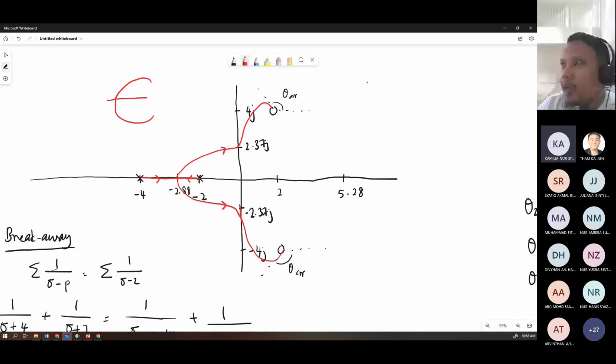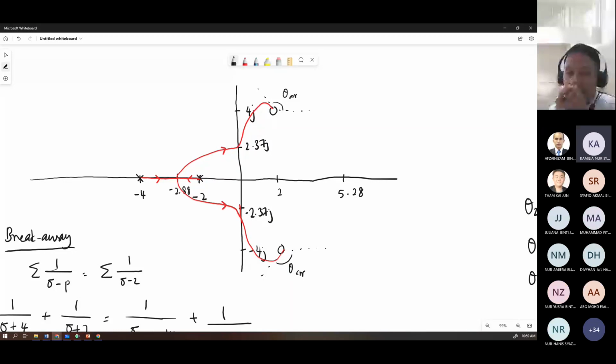Okay, so you have two branches, going to the zeros. Okay. Any question before we move on to the next tutorial? No, dah. Nak kena buat semula baru saya faham. Nanti try buat balik, and then try compare lah. Okay.